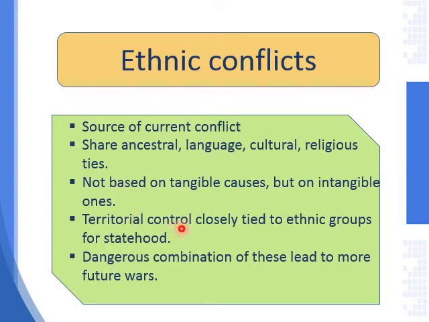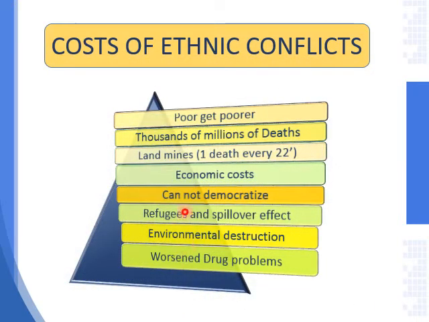Territorial control is closely tied to ethnic groups for statehood. The dangerous combination of ethnic conflict and territorial disputes leads to more future wars. What are the causes of ethnic conflicts?